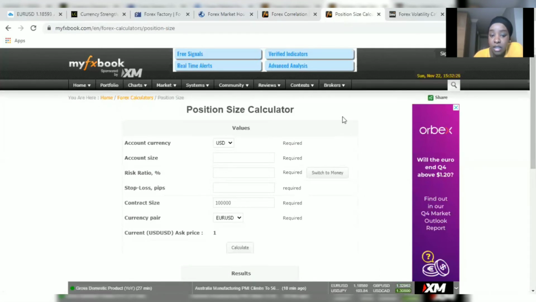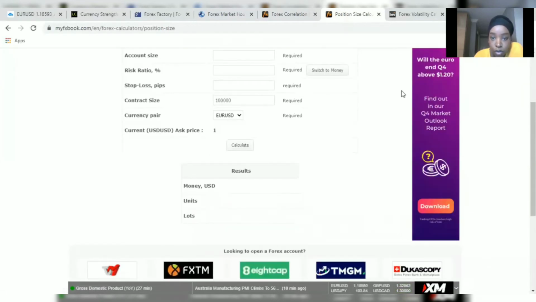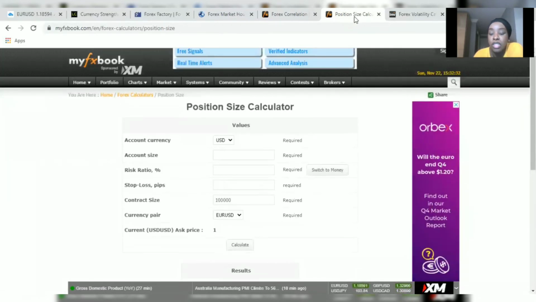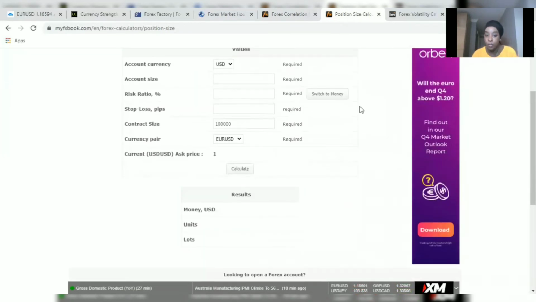What it does is it just calculates for you the lot size you're going to need at the end of the day. So if you don't know how to calculate how much money you want to risk versus how much money you want to make, but it says how many pips you want to put in your stop loss and how much lot size you should be using, this is a good place to start. It literally calculates for you to the T what lot size you should be using in your trading platform, okay?